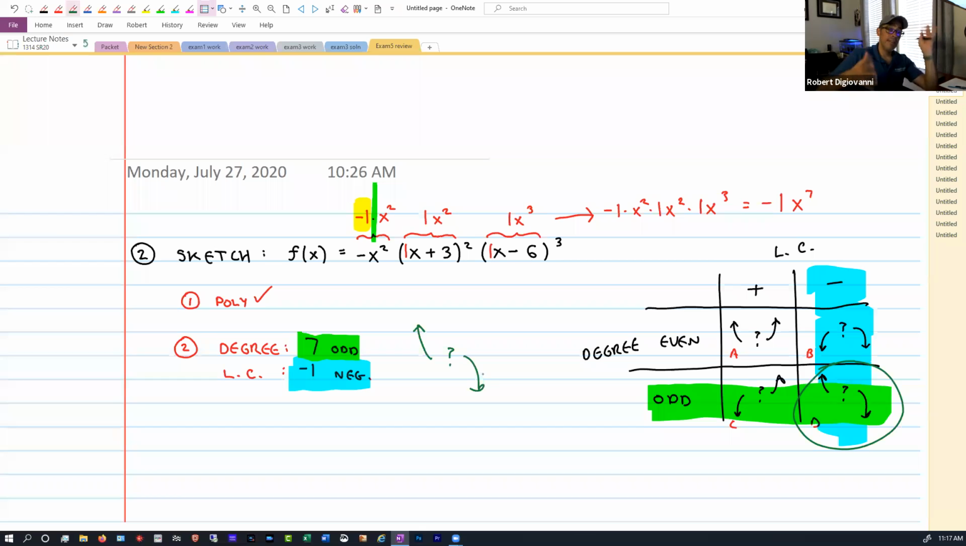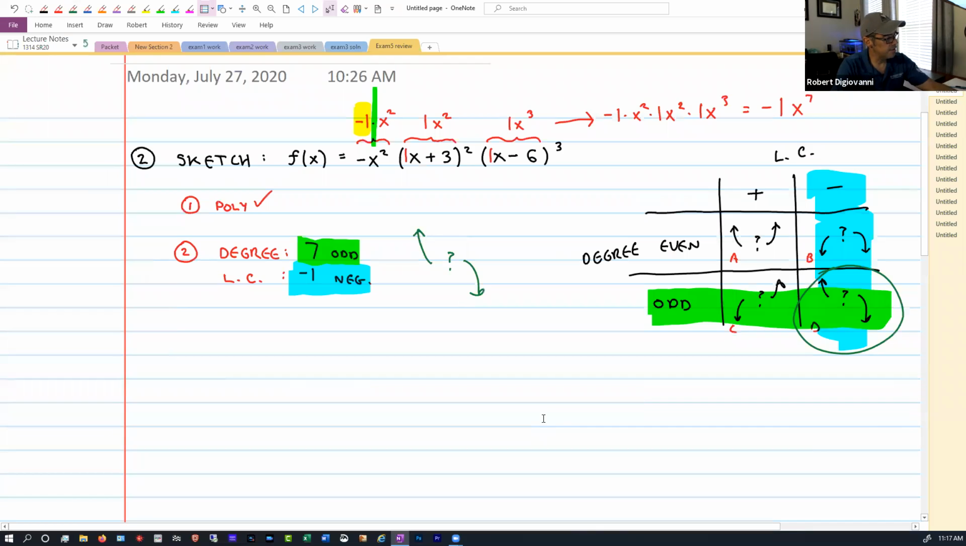All right, so we know what the end behavior is. Now we move on to get the x-intercepts and multiplicities. So to get my x-intercepts, we set each factor to 0. So I set x squared to 0. I set x plus 3 equal to 0. And I set x minus 6 equal to 0.